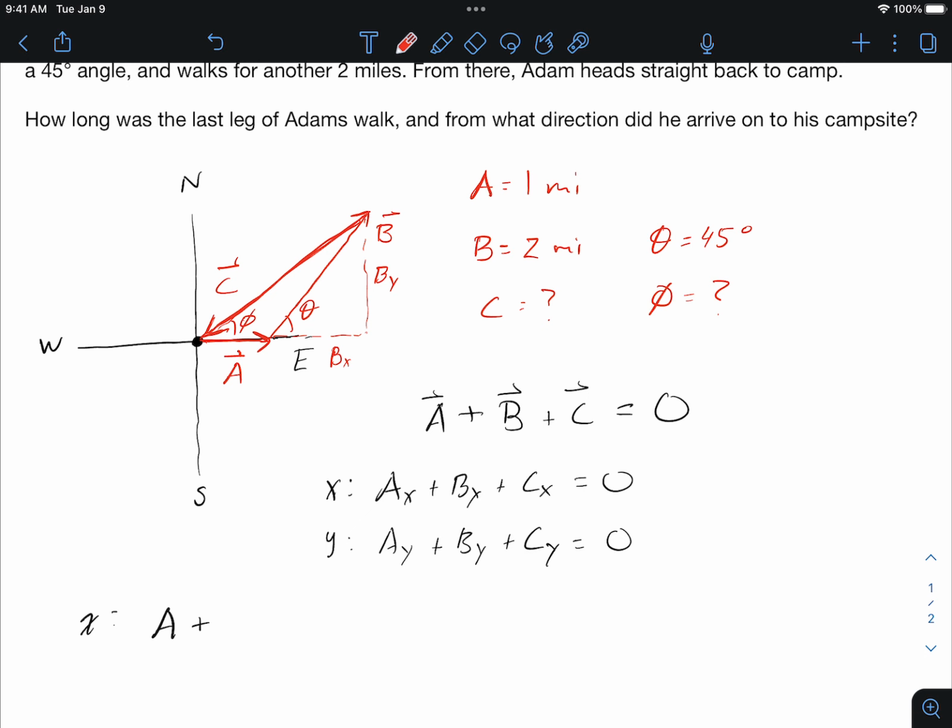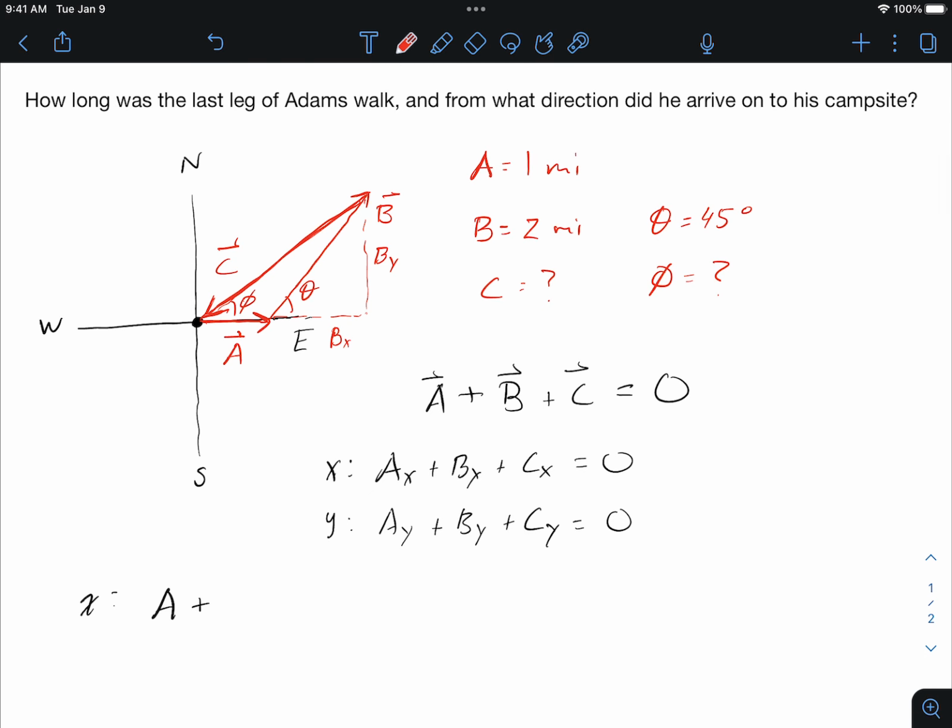So let's go ahead and write that down, in fact. So bx divided by b is equal to cosine theta, and so that means that the x component is going to be b times cosine theta, right? And then plus cx. Well, cx is something that I don't know, so I'm just going to leave it at that. Cx is equal to 0.